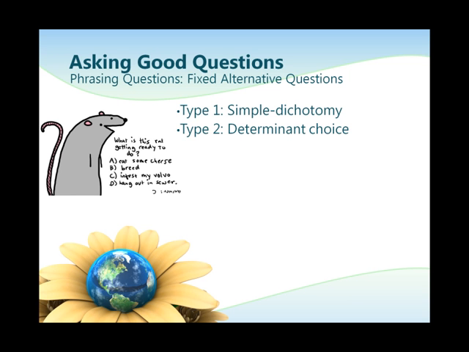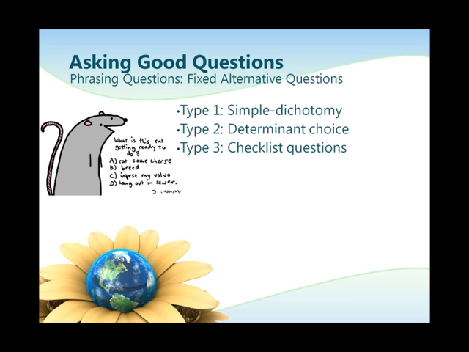The second type is determinant choice question. These require the respondent to choose one response from among multiple alternatives. For example, are you Democrat, Republican, Green, Independent, other, etc. But they're still finite. You're still giving them a specific group of possible options to which they can respond.